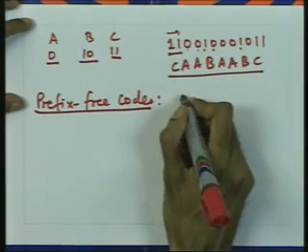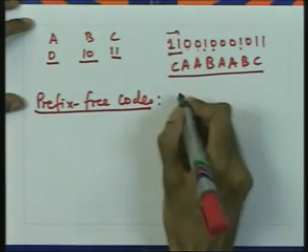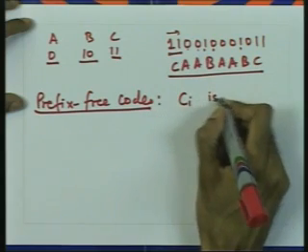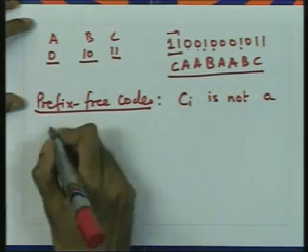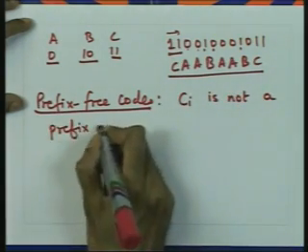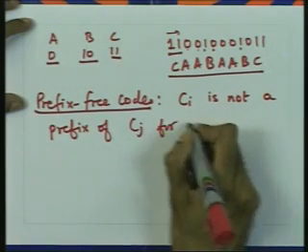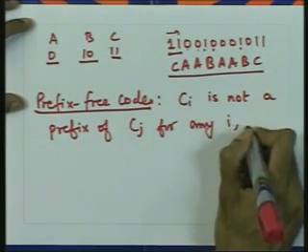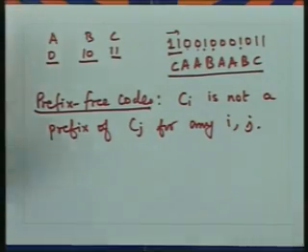Okay, so if I have codes C1, C2 up to Cn, and Ci is not a prefix of Cj for any i not equal to j, then it's called a prefix free code, and these you can see are easy to decode. I just keep looking at the symbols, and as soon as I get a code word, I am done. I know what the word is, so I write the word, I remove these, and I keep scanning.